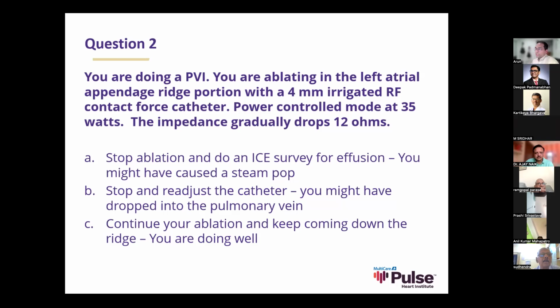So second question, you're doing a PVI, pulmonary vein isolation. You're ablating the left atrial appendage ridge portion with a 4 millimeter irrigated catheter. Power control mode, 35 watts. Impedance gradually drops to 12 ohms. What do we do? Stop the ablation and do an ice survey for effusion. You might have caused a steam pop. Stop and readjust the catheter. You might have dropped into the pulmonary vein. Continue your ablation and keep coming down the ridge. You're doing well.